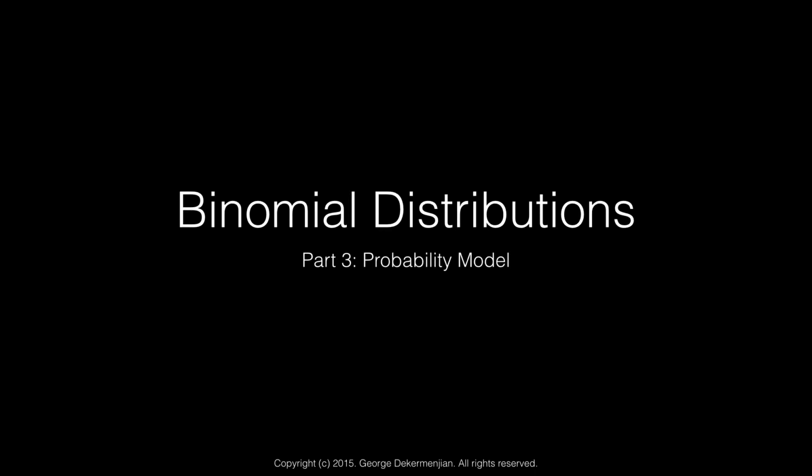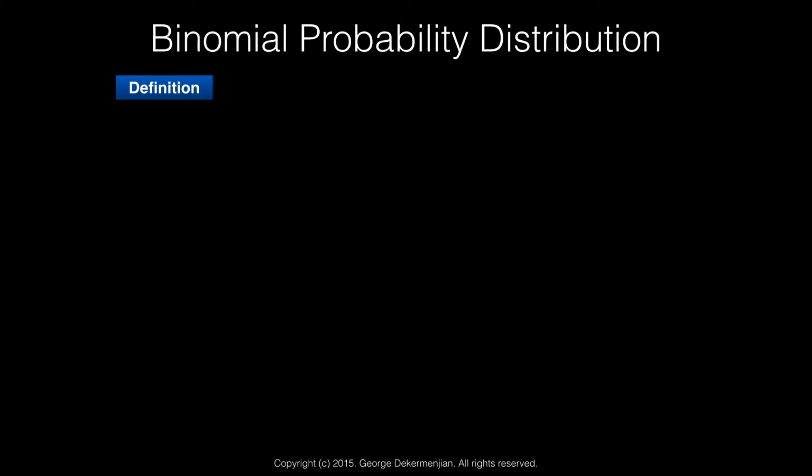In this final video for binomial distributions, we're going to look at the probability model. The probability model is going to be a formula that we can use to calculate probabilities. But first we're going to look at some symbols and what they mean, and some of these you will be familiar with if you watched the first couple of videos.